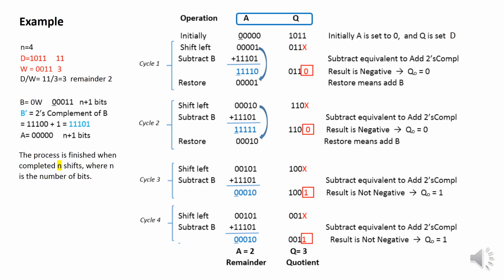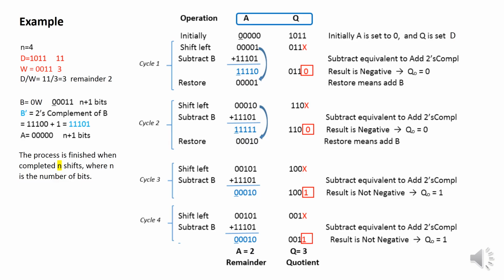Let's see the first cycle. In the first cycle, we shift to the left the contents of A and Q. Then we subtract the divisor 0011 from A, which is equivalent to adding the 2's complement, which is 11101. The result in A is negative. Since it's negative, the quotient bit is 0. And according to the flow diagram, we have to restore A to its previous value.